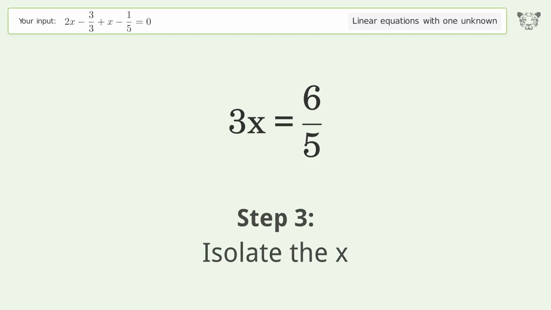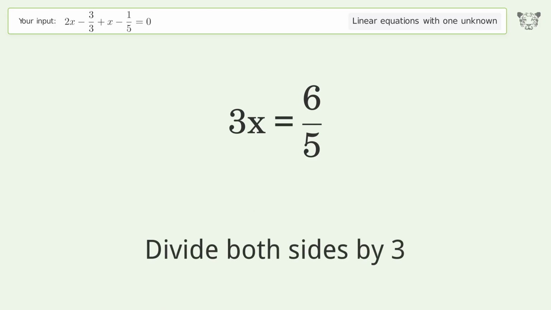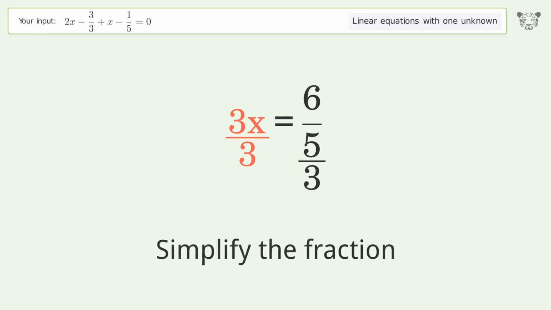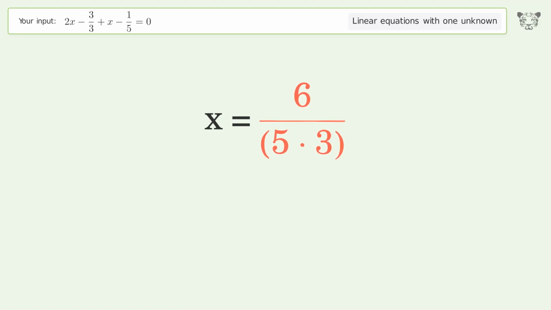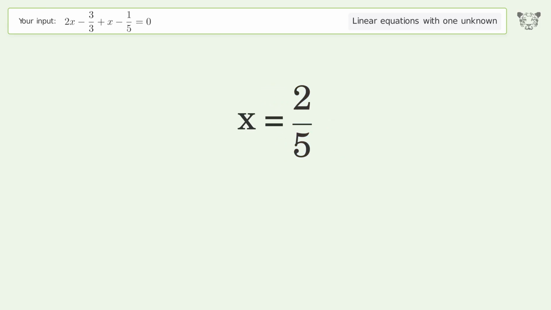Isolate the x. Divide both sides by 3. Simplify the fraction. Simplify the arithmetic. And so the final result is x equals 2 over 5.